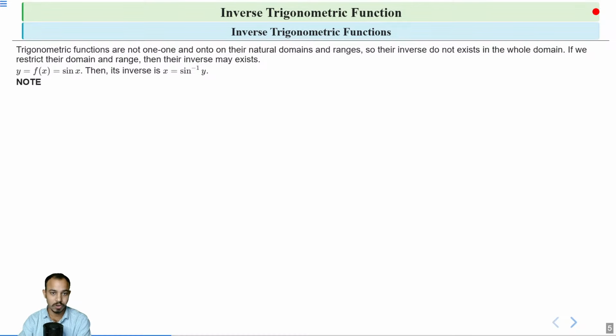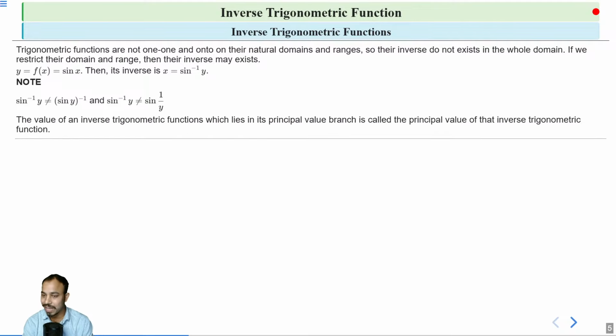So now note some points. First, note that sin inverse y is not equal to (sin y) whole inverse. They are different. Sin inverse y is not equal to 1 by sin y. Sin y whole to the power minus 1 is actually 1 by sin y, and 1 by sin y is not equal to sin inverse of y. Also note that sin inverse y is not equal to sin of 1 by y. Clear?